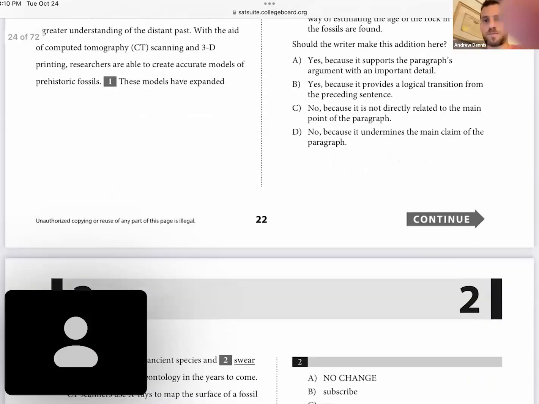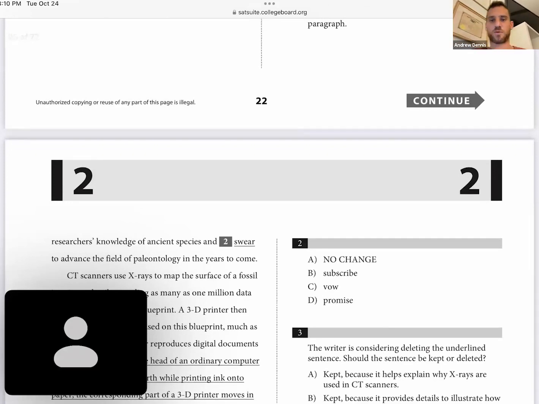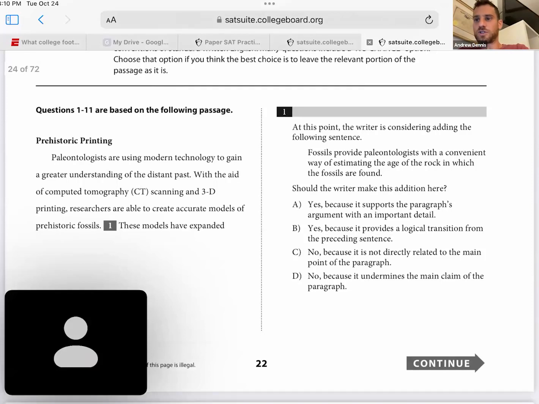These models have expanded researchers' knowledge of ancient species and swear to advance the field of paleontology in years to come. So should the writer make the addition here? Yes, because it supports the paragraph's argument with important detail. Yes, because it provides a logical transition from the preceding sentence. No, because it is not directly related to the main point of the paragraph. No, because it undermines the main claim of the paragraph.